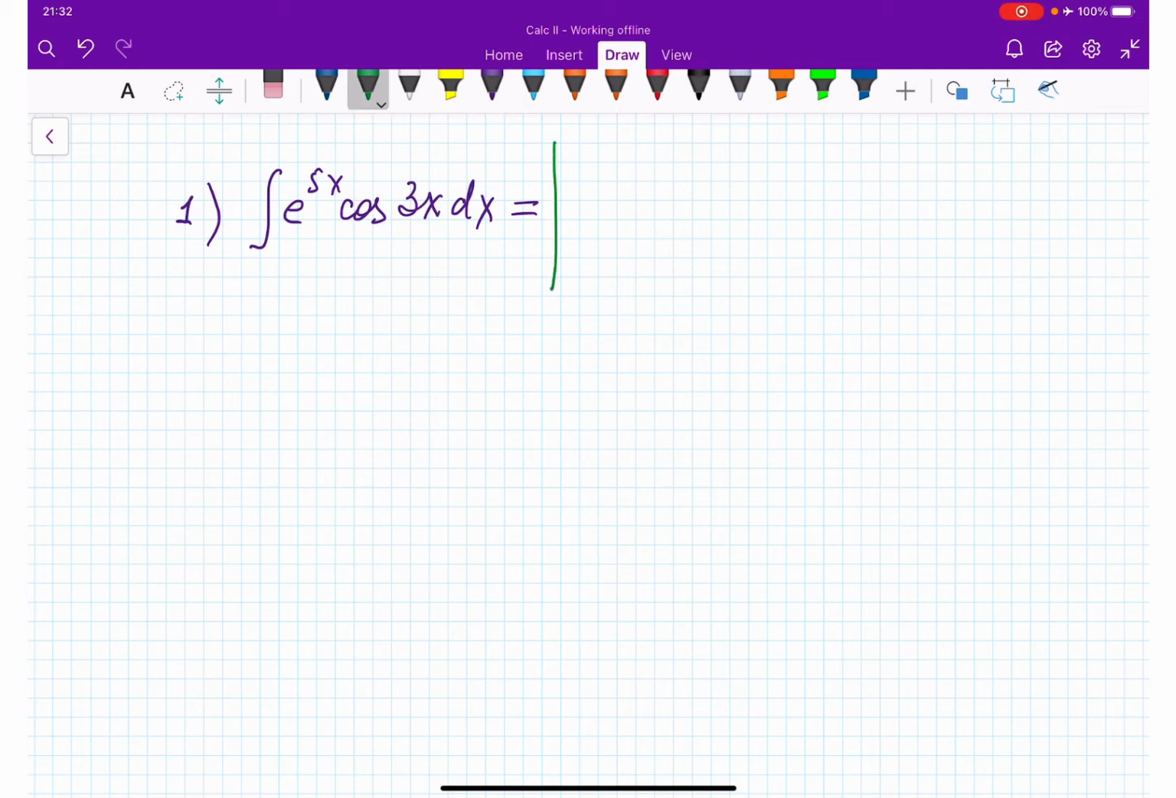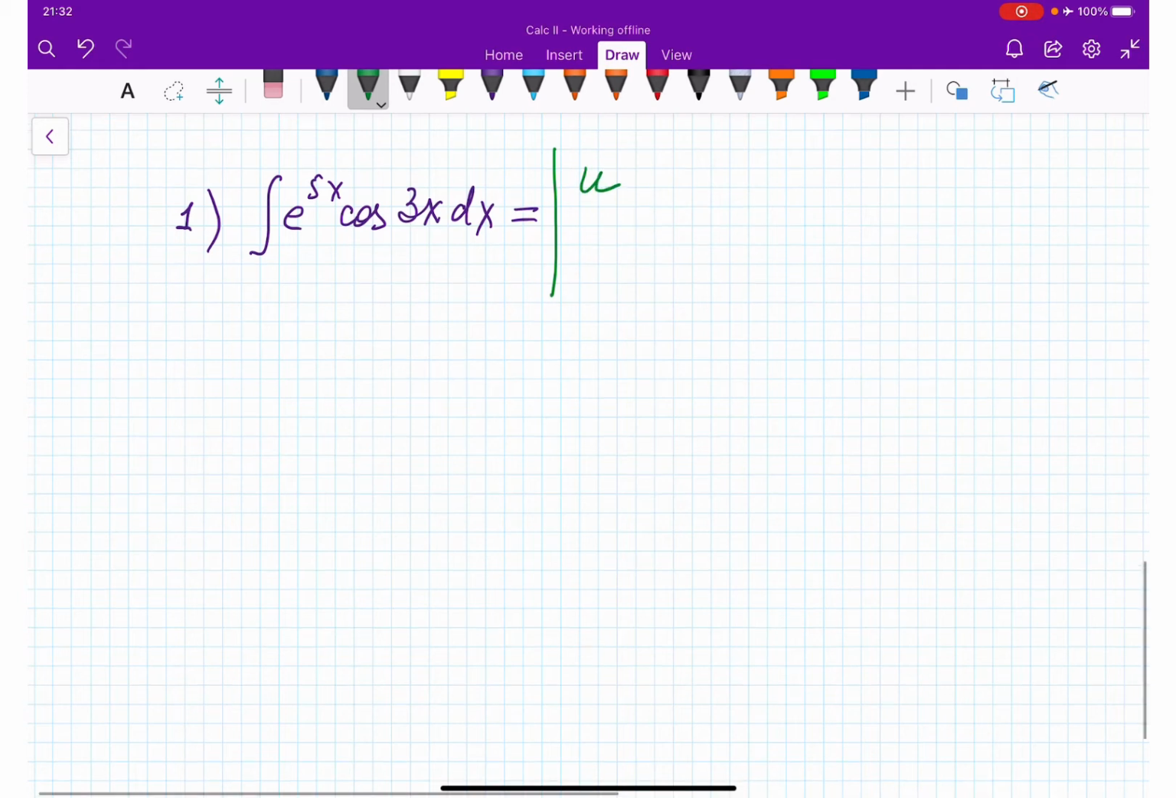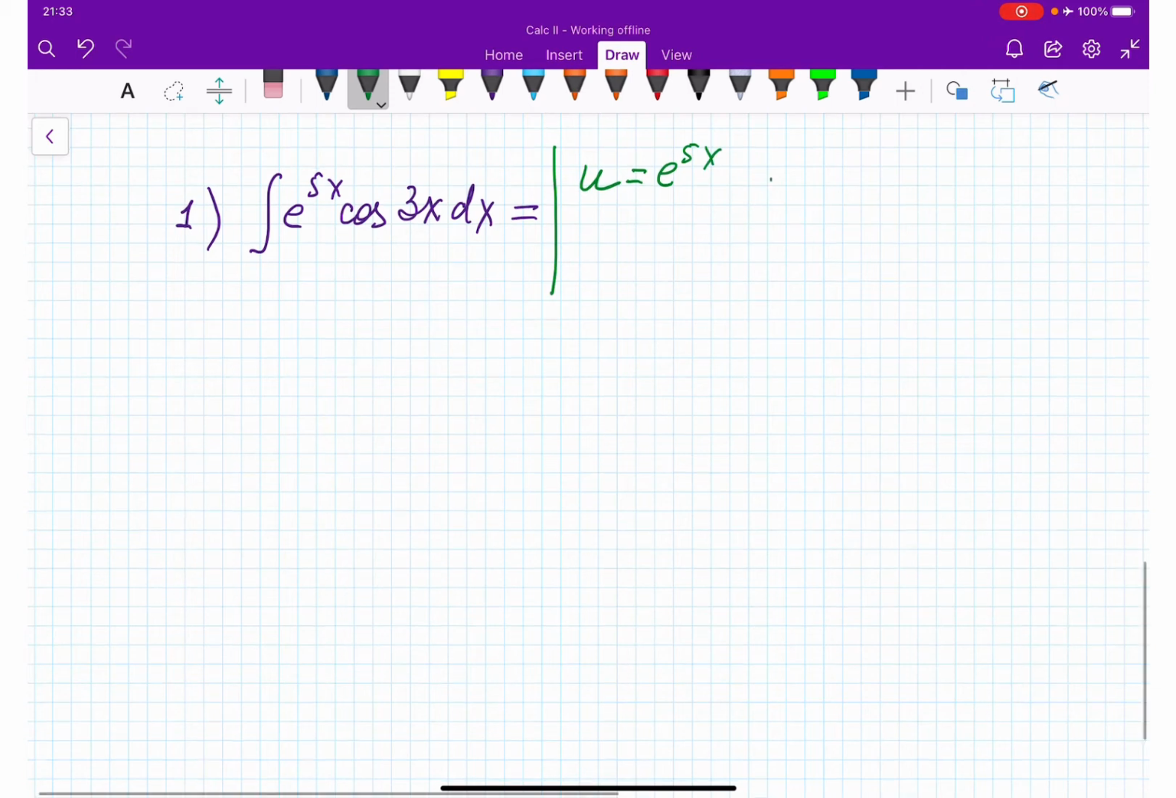So remember, in one of the previous videos, we covered the integral by parts and which templates we use for it. e to power ax cosine bx is one of them. So u is equal e to power 5x, and accordingly du will be 5 e to power 5x dx.